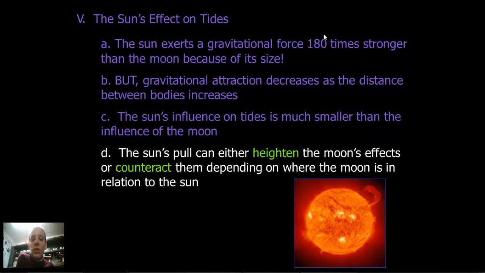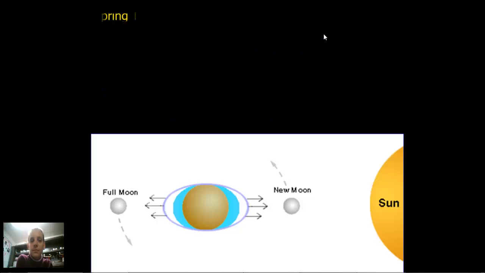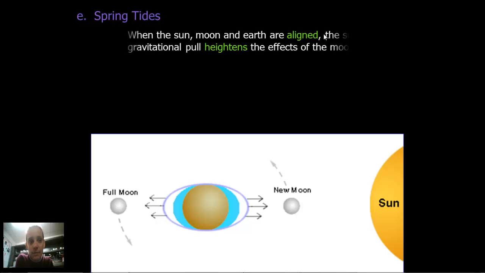So the sun's pull can either heighten the moon's effect or counteract it depending on where the moon is in relation to the sun. Let's talk about what that means. Alright, so there are two types of tides because of this sun-moon relationship. The first type of tide is what is known as a spring tide.